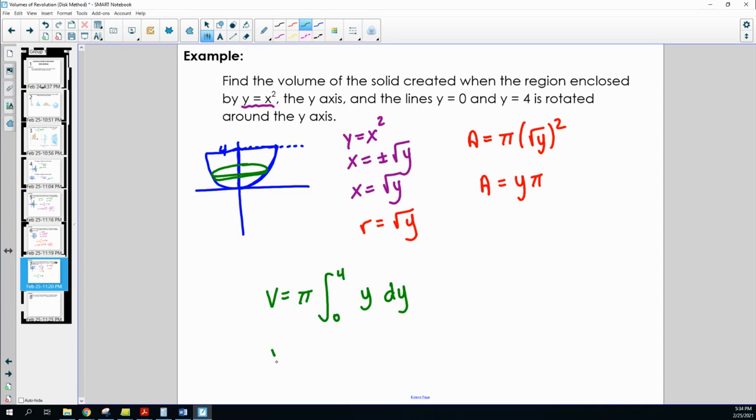And again, we're just going to take the antiderivative. So I'm going to keep the pi on the outside. I'm going to take the antiderivative of y. So I get 1/2 y squared. And then we're going to evaluate it from 4 to 0. So we're going to plug in 4, plug in 0, subtract them. If we do that properly, we should get 8 pi.